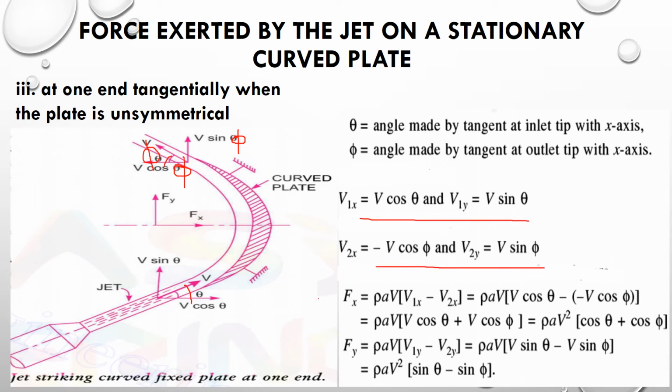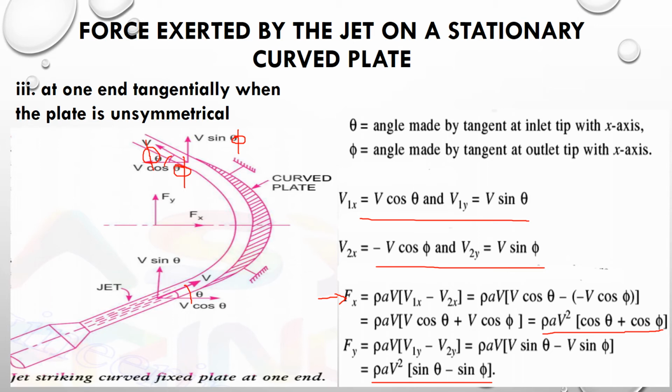And when substituting, first Fx, you will get the value of Fx as rho A V square into cos theta plus cos phi. And here Fy is not 0, so we will get the answer like Fy is equal to rho A V square into sin theta plus sin phi. So these are the different cases of the stationary fixed plate.